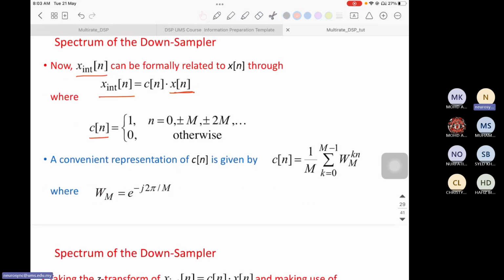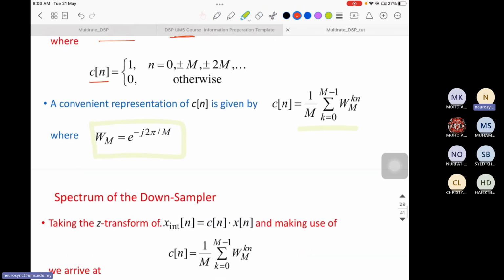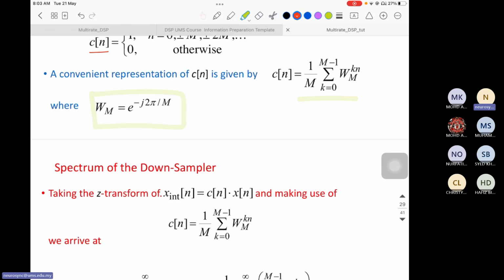In case of FFT, we have seen this factor. Okay. So c of n, I can write like this: 1 by M summation k will go from 0 to M minus 1, W_M^(kn), where W_M is the twiddle factor, which is equal to e to the power minus j 2 pi by M. Okay, this M is what? The downsampling factor.